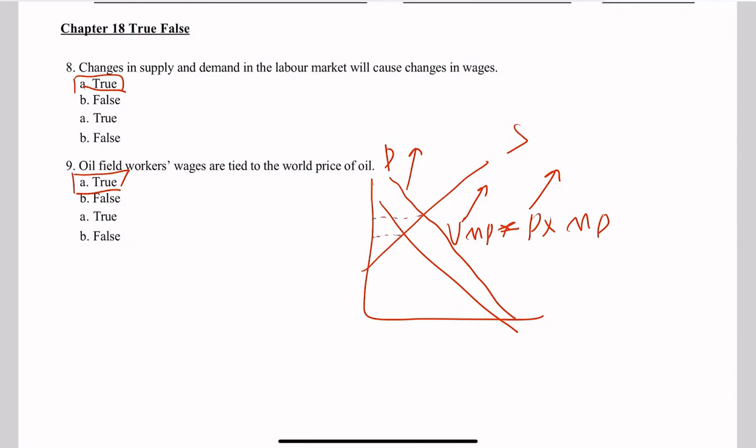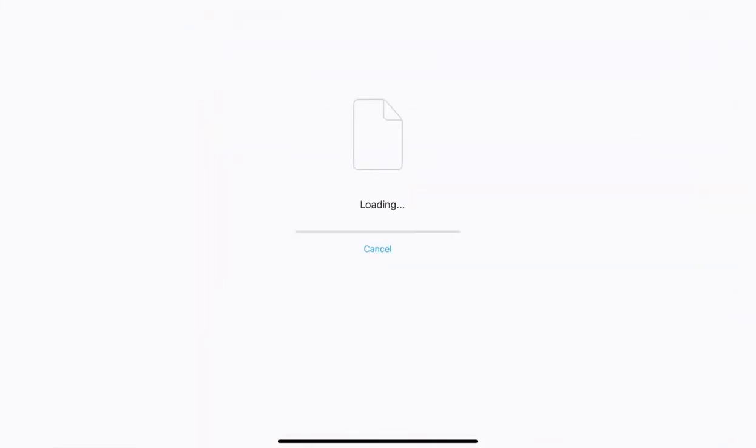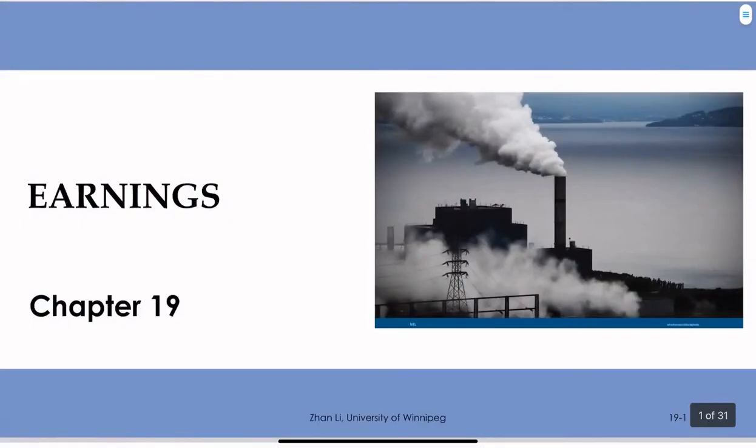Okay, now let's discuss chapter 19, which further talks about earnings. This is the last chapter we will talk about in this whole semester, and we will actually talk about the final exam, and we will briefly review what we have learned in this semester in the next lecture.